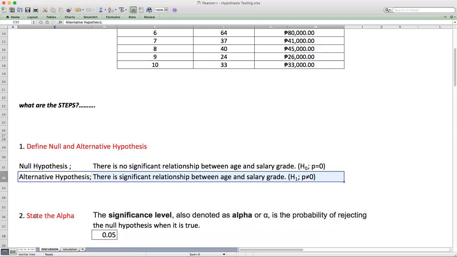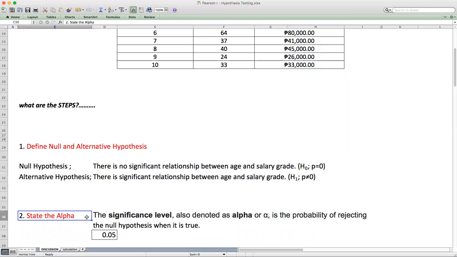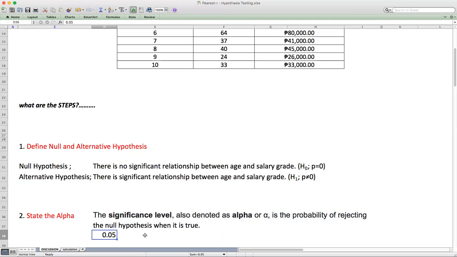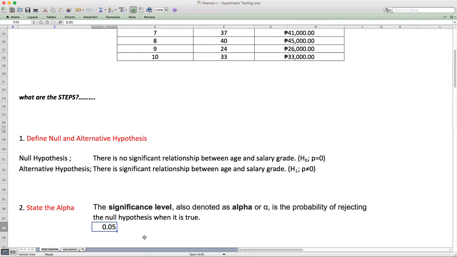Then, for the second step, we have to state the alpha. The significance level, also denoted as alpha, is the probability of rejecting the null hypothesis when it is true. So we have 0.05 as our significance level, which we commonly use in the academe.